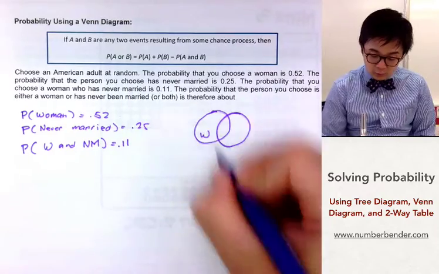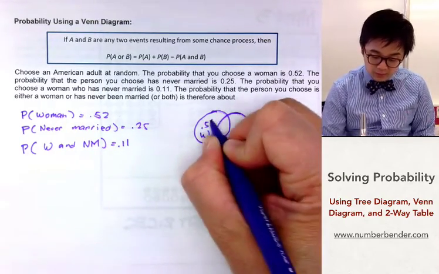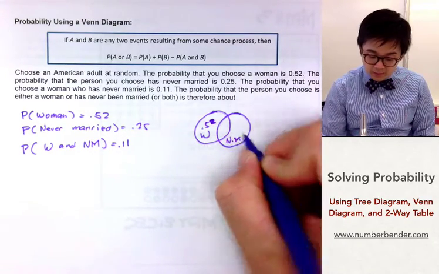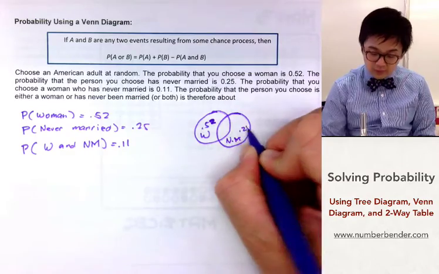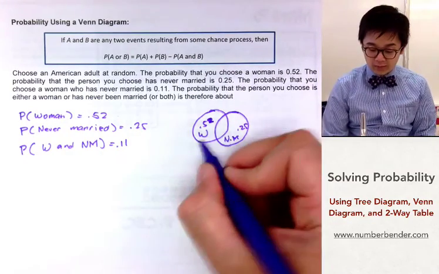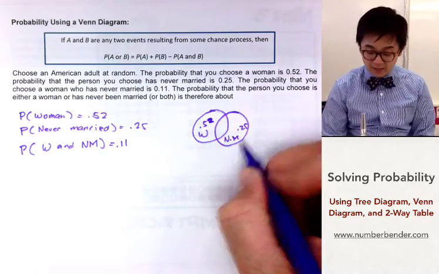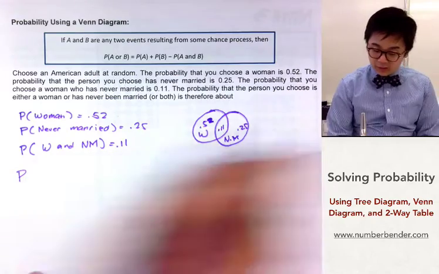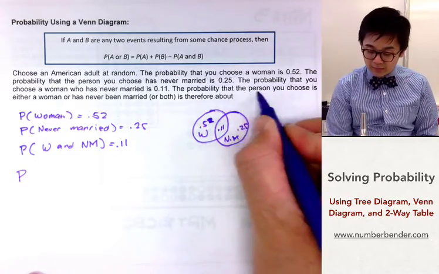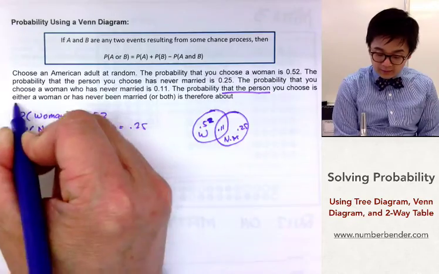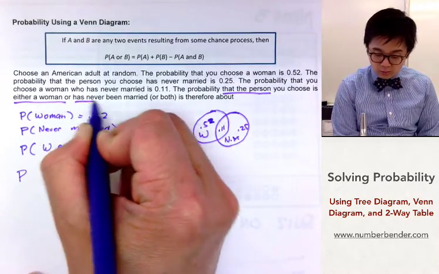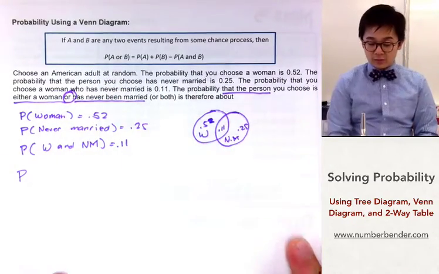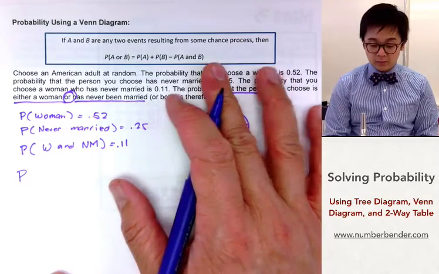So for woman, the probability is 0.52, and for never married, 0.25. And the probability that we get a woman who has never married is 0.11. Now, what is the probability that the person we select will be either a woman or has never married? So we will use the or statement, which means we will use this probability formula.